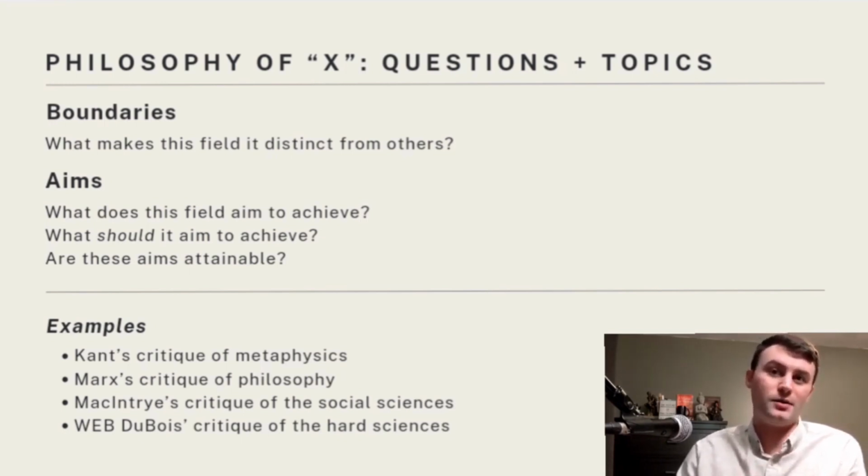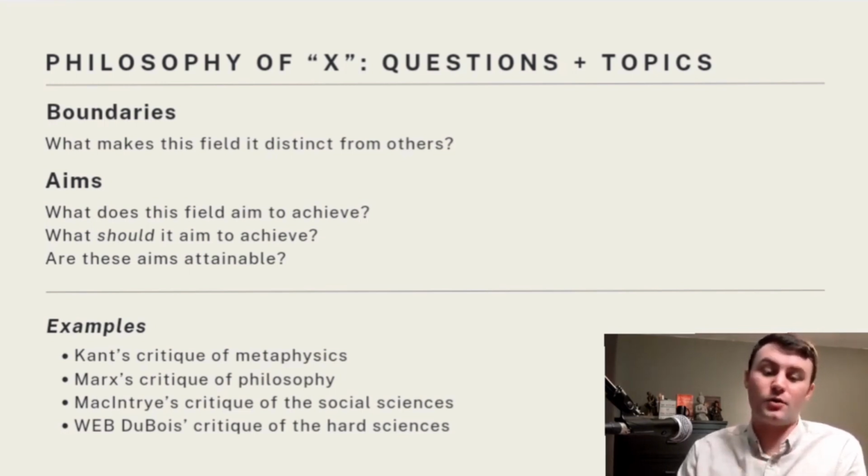We could also ask, what is this field supposed to accomplish? What should it be trying to do? So independent of whatever those working within a given area might say about their own aims, a philosopher might ask whether there is something that the field ought to strive to do, what they should be doing, or alternatively, what it should not strive to do.